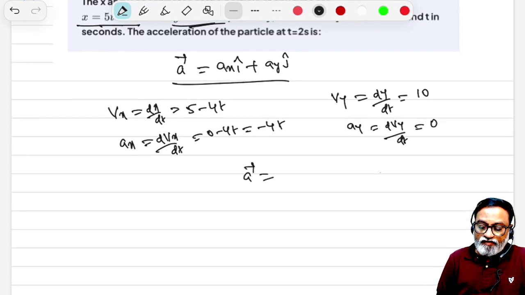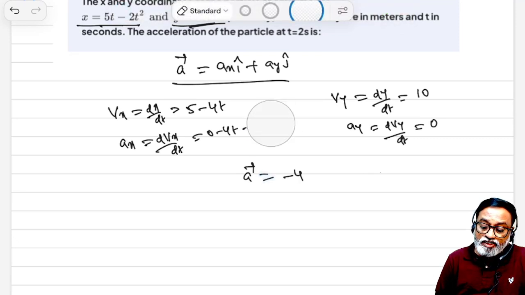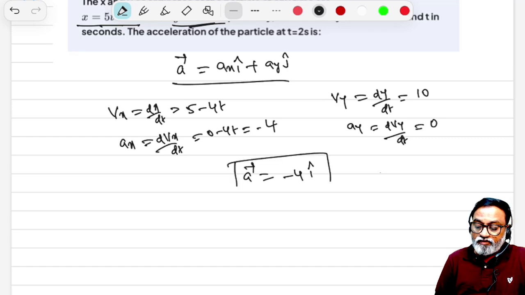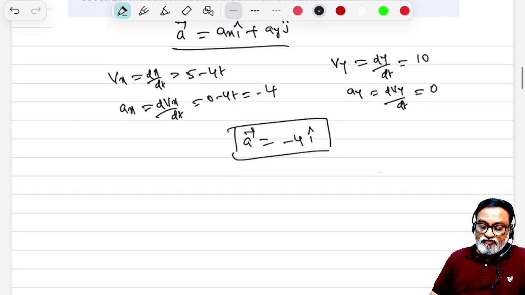Therefore, a bar is equal to, what is ax? Minus 4, here minus 4, not 4t. When you differentiate this one, this becomes minus 4. Therefore, minus 4 i cap. This is the acceleration. See, like that.